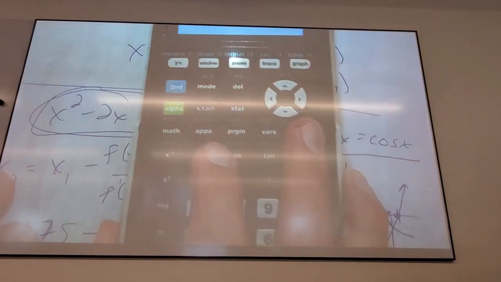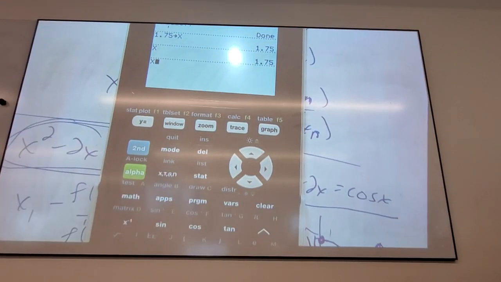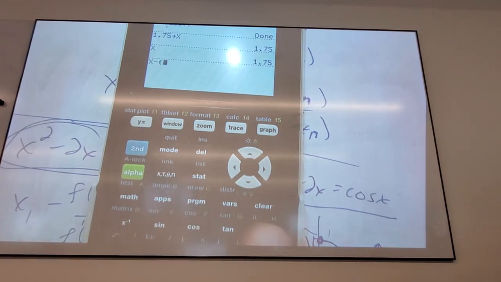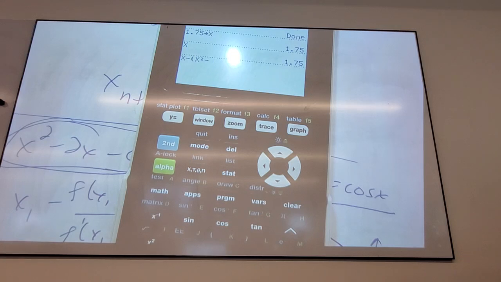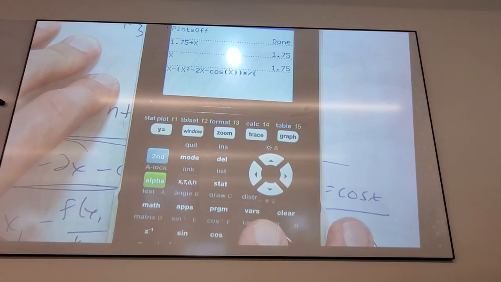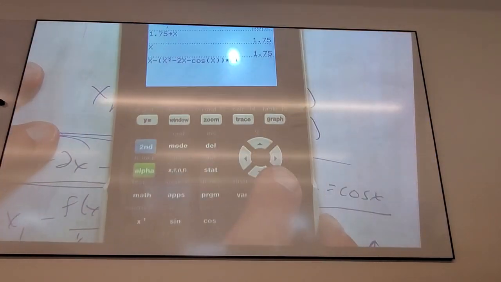I really want you with me. I want to do 1.75. I want to do this minus, let me see if you guys are cool with this. You ready? X squared minus 2x minus cosine x. Why will that give me what I need? Because x is 1.75. Divided by what? 2x minus 2 plus sin x.